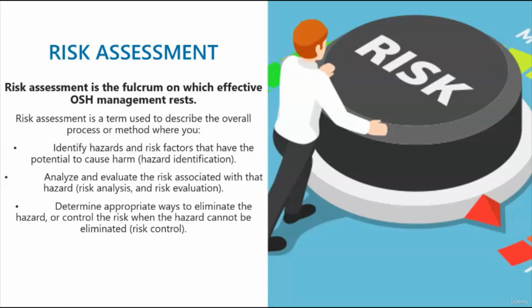Risk assessment is the basis, the fulcrum on which effective occupational safety and health management rests. Risk assessment is a term used to describe the overall process or method where the assessor identifies hazards and risks. So that's the first step, identification of hazards and risk factors that have the potential to cause harm, which we call hazard identification. Then analyzing and evaluating the risk associated with that hazard, which is risk analysis and risk evaluation. And then determining appropriate ways to eliminate the hazard or control the risk when the hazard cannot be eliminated, and that is known as risk control. So essentially, risk assessment has to do with identification, analysis, evaluation, and then control.